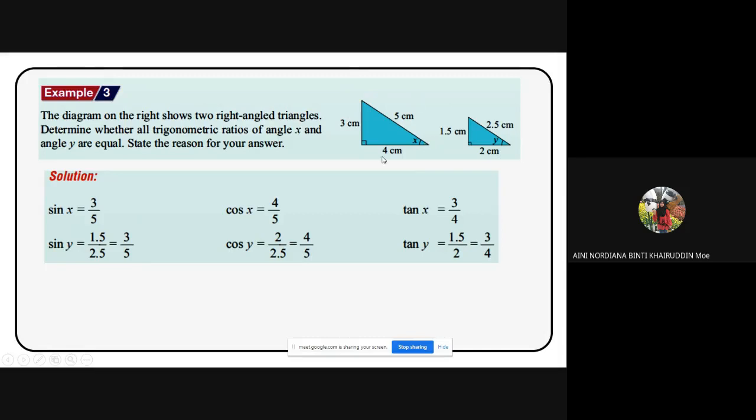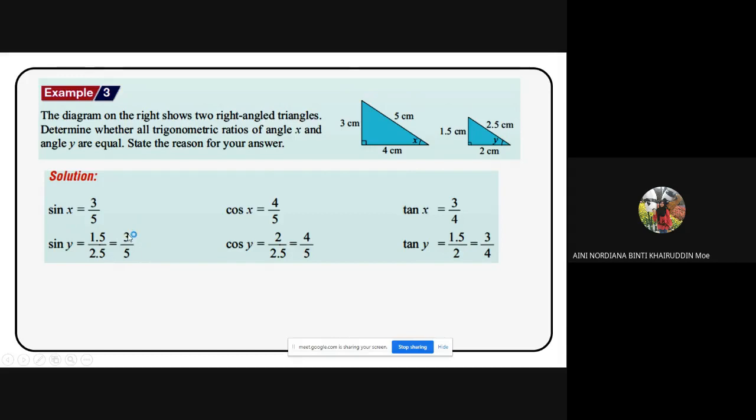Okay, the bigger triangle here. For angle y, sine y, you look at the smaller triangle here. Sine is opposite over hypotenuse. So 1.5 over 2.5. Then when you use your calculator, 1.5 over 2.5, you get 3 over 5. Okay. Same goes to cos y and tangent y.